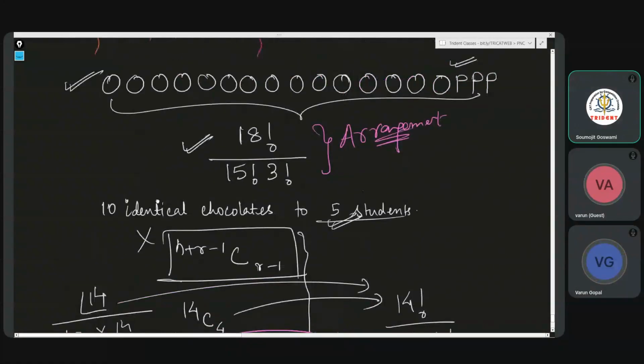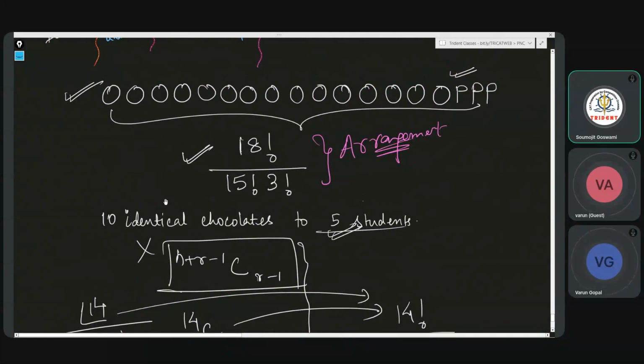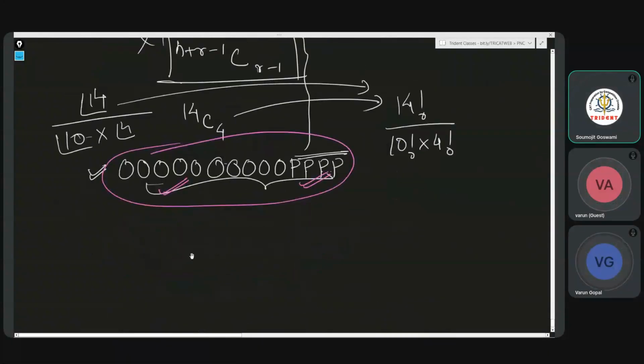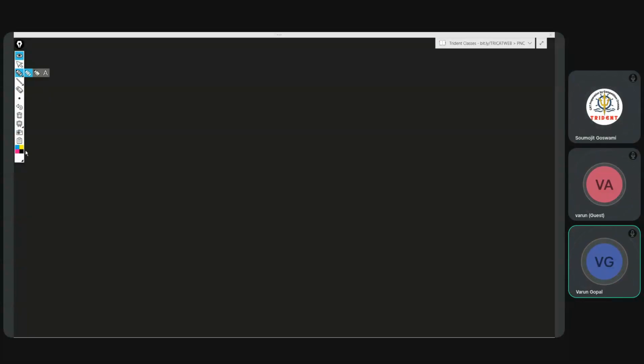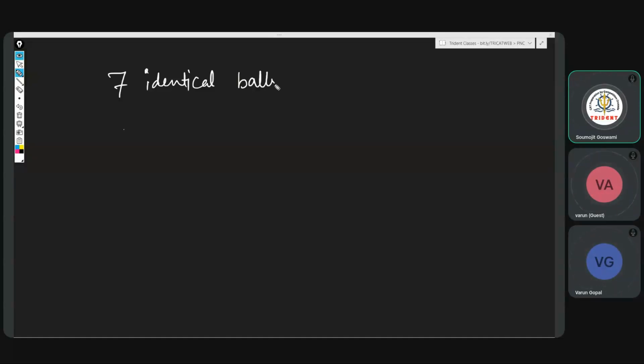The agenda would be going into the in-depth theory of grouping distribution. Before that, we'll revise the partitioning method a little bit. I'll ask you a simple question. The question is, in how many ways can you distribute, let's say, 7 identical balls to 5 students? And no need to say that students are obviously distinct in this case.